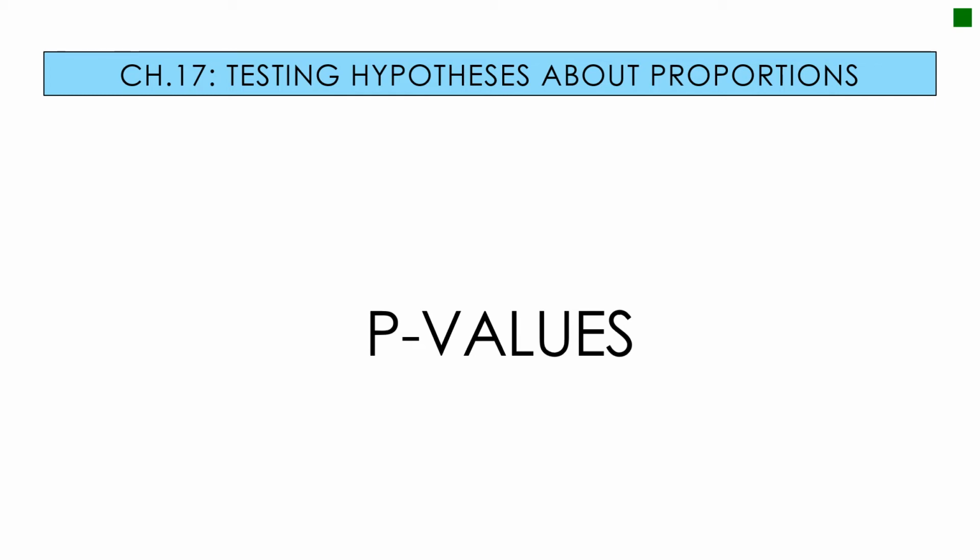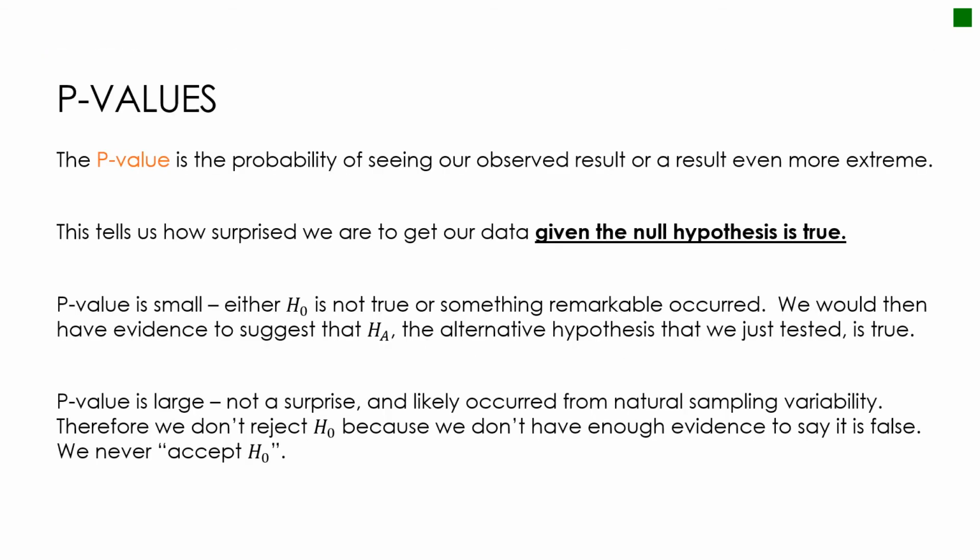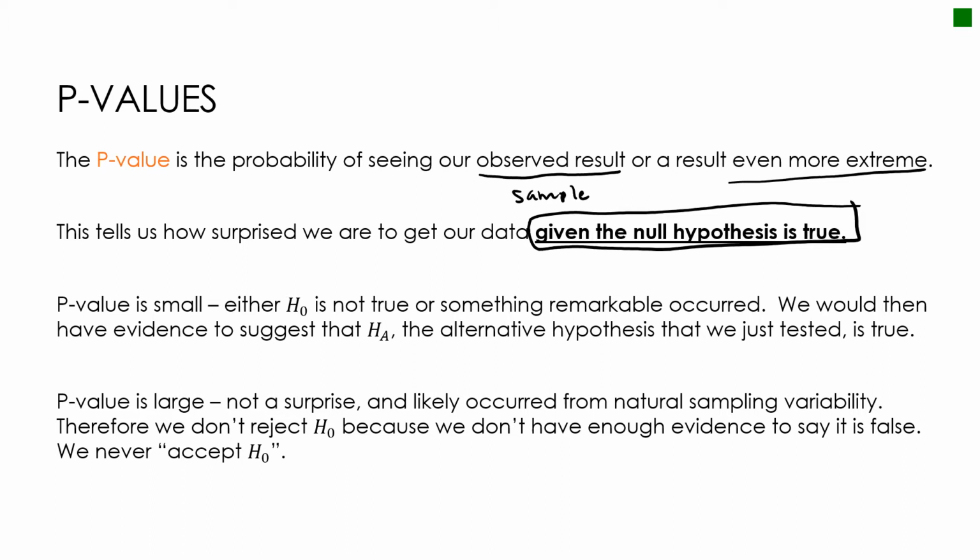In this lesson, we're going to take a closer look at p-values. So again, the p-value is the probability of finding our observed result, which is our sample. It's the probability that we find our sample or a result even more extreme, given that the null hypothesis is actually true. So again, if our p-value is very small, like the 1% we just talked about, then either our null hypothesis is not true, or we had a really crazy sample.